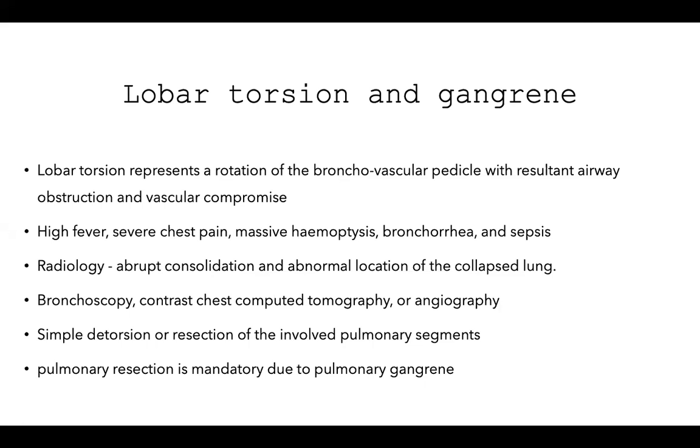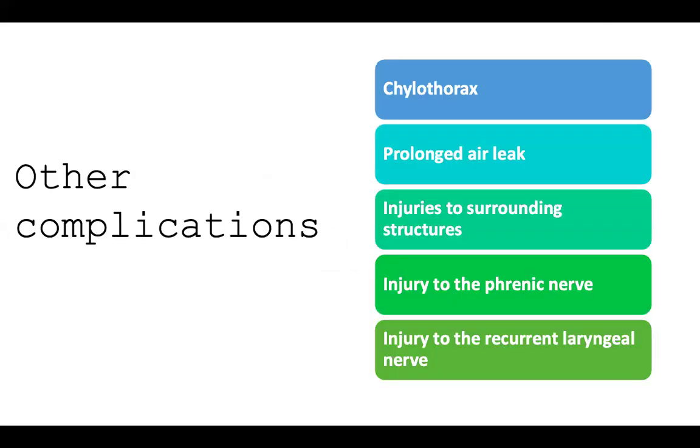Radiology shows abrupt consolidation and abnormal location of the hilum, which is very important. Bronchoscopic contrast chest computed tomography or angiography can be done to diagnose it. Simple derotation or detorsion, and resection of the involved pulmonary segment if there is a poor vascular supply, is enough, and pulmonary resection is mandatory if there is gangrene.